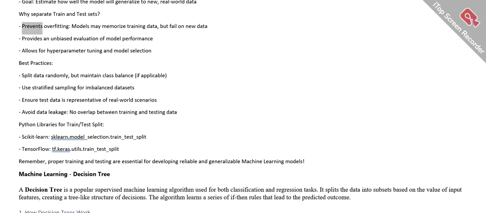Why separate train and test sets? Prevents overfitting. Models may memorize training data, but fail on new data. Provides an unbiased evaluation of model performance. Allows for hyperparameter tuning and model selection.